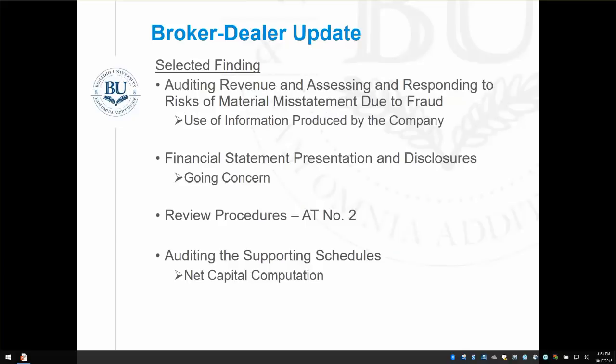Those overall findings can really be broken down into four major categories, at least as they relate to our specific practice. Those are the auditing of revenue and the assessment of risk of material misstatement over revenue, and the information produced by the company, the broker-dealer in this instance. You'll see that completeness and accuracy was one of those findings as well. Then also the financial statement disclosures, a lot of going concern, because a lot of these non-carrying broker-dealers are very minimally capitalized. So there were a lot of issues the PCAOB gleaned from going concern in the disclosures and testing related to that, as well as the review procedures on the exemption report, and also the auditing of the supporting schedules and the net capital computation, and some of the testing related to that.